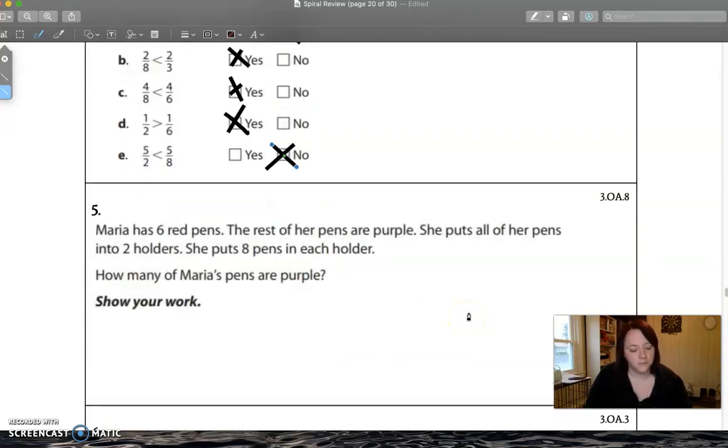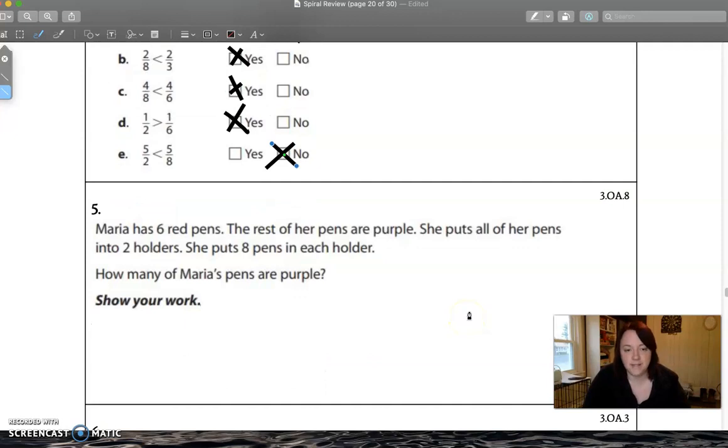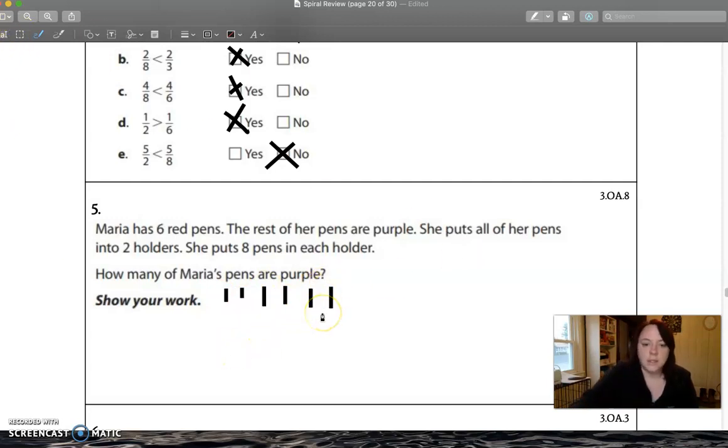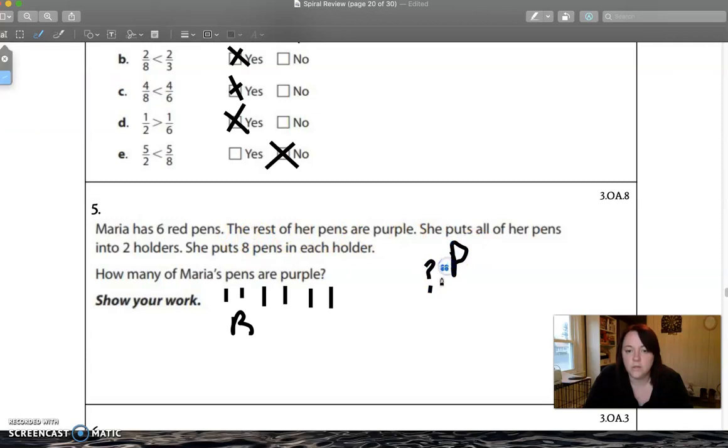All right, number 5. Maria has 6 pens, 6 red pens. The rest, so I'm going to write 6 red, 1, 2, 3, 4, 5, 6. And I'm going to put an R for red. Okay, and then I'm going to put a question mark because it says she puts all of her pens into 2 holders. Oh, the rest of her pens were purple. That's what I meant to say. So our question mark equals purple. Okay, she puts all of her pens into 2 holders. I'm going to create 2 holders.